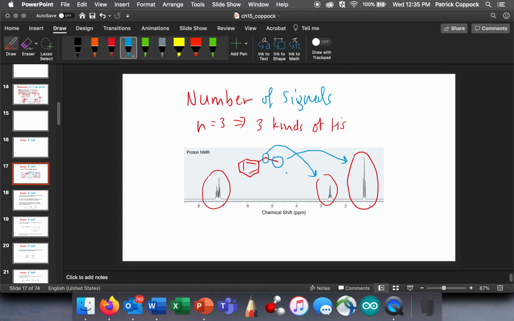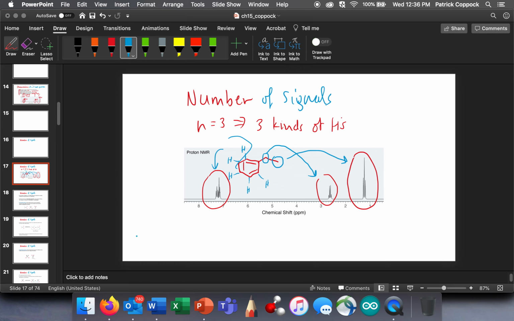I haven't given you enough information to know this yet, but can you see how this has a different environment than this one? These guys are right next to a benzene ring, and these guys are right next to a methylene, but not next to a benzene ring, so they have a different electronic environment. And the hydrogens that are along here have a different electronic environment yet, okay? And these 5 are here. All right, so that's what we mean by different kinds of environments.